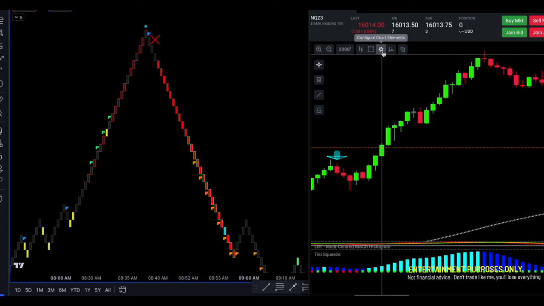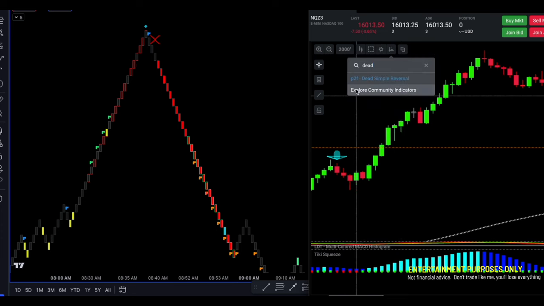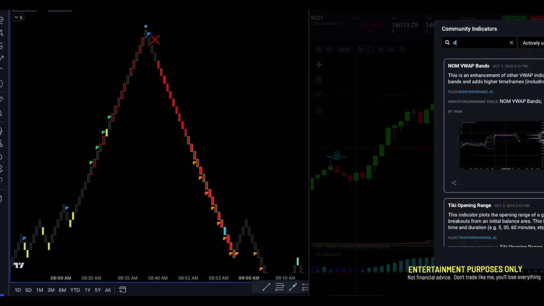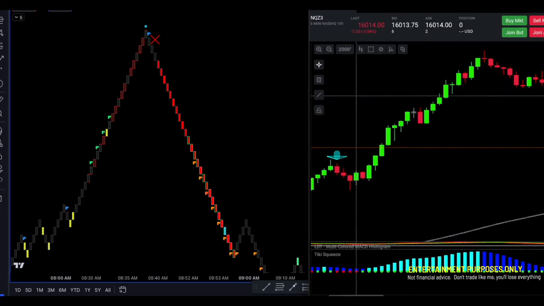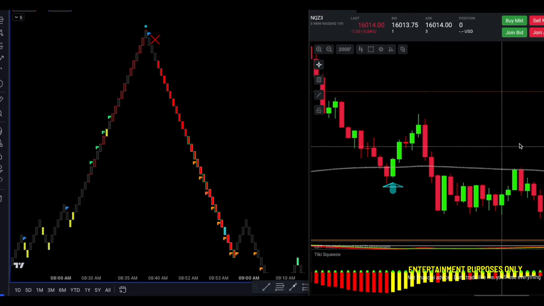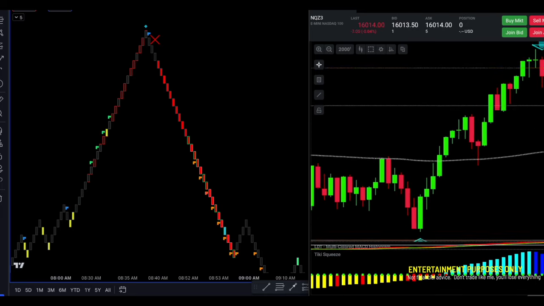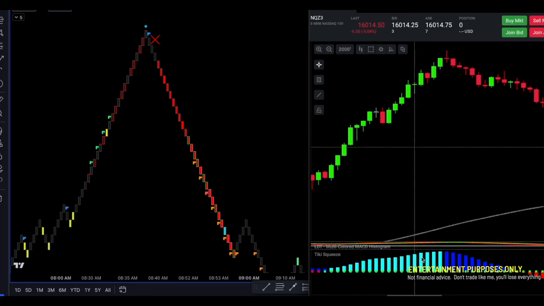Also, unique to TradingView is a filter called Dead Simple Reversal. You do explore community indicators, you do dead, and I think it's the first one, the P2F Dead Simple Reversal. You can add that, and that is unique to TradingView. That's basically a reversal indicator, and it's pretty good. So obviously my system is based upon reversals. So having another reversal indicator is handy. A TTM squeeze is a reversal indicator, and the dead simple reversal is a reversal indicator.